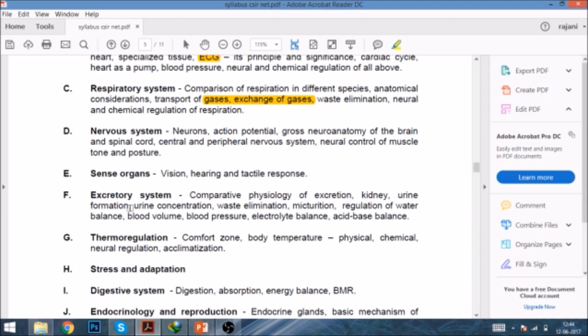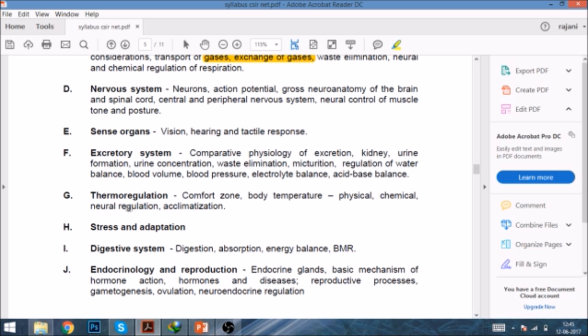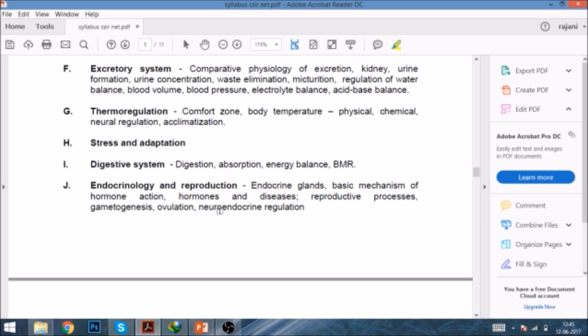Next comes the excretory system. In the excretory system, remember the regulation of water absorption by the involvement of certain hormones like oxytocin and vasopressin. Go through this. About thermoregulation, how the body gets acclimatized to adverse conditions, some questions can be asked this time also.